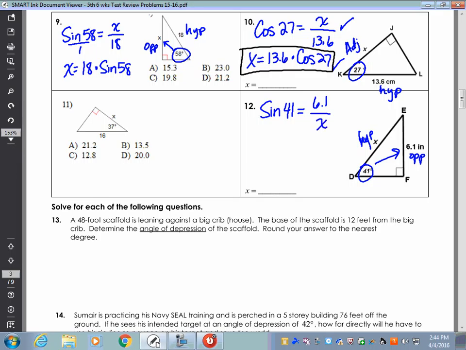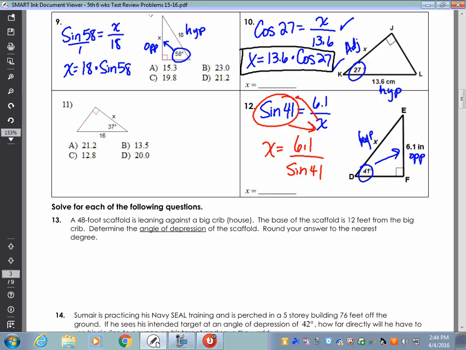Now here, x is on the bottom. So we take all of this, the sine of 41, and put it to the bottom, and take the x and put it over to the top, to the left, basically. So x equals 6.1 divided by sine of 41. And that is what we're going to do, plug it in to receive the measure of that side length, that missing side length.